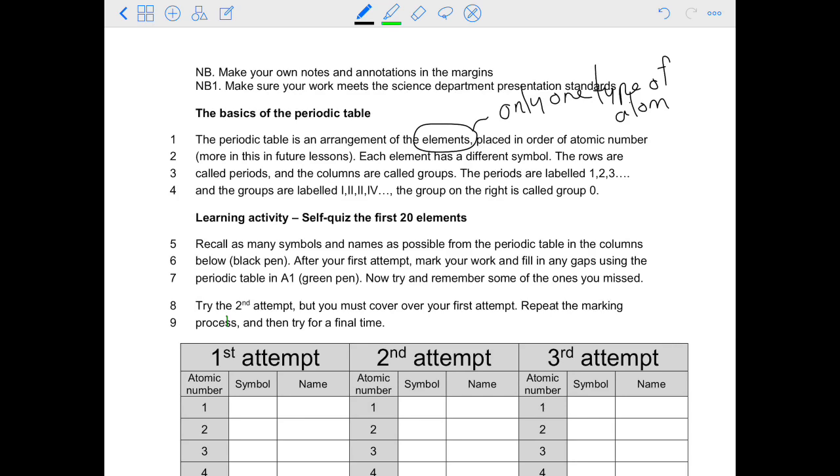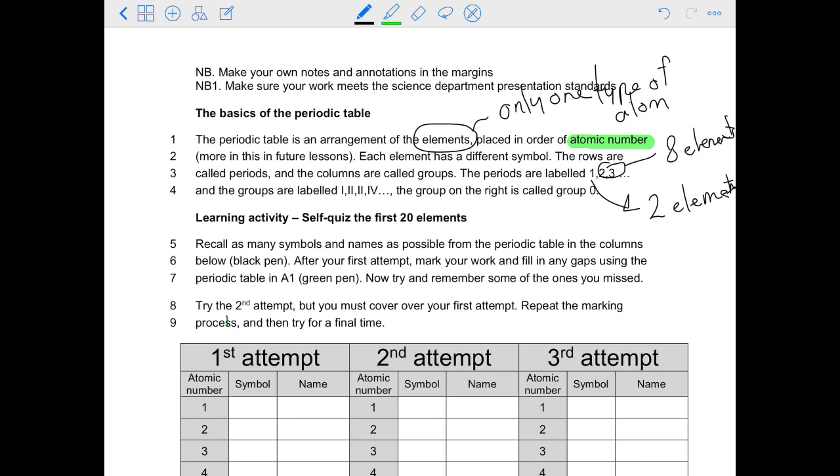They're placed in order of their atomic number. And again, we talked a little bit about atomic numbers yesterday, but we will learn more about those in future lessons. We know that each element has a different symbol with the 2 letters. We know the rows are called periods and the columns are called groups. Periods are labeled 1, 2, 3. Remember that period 1 has 2 elements. Period 2 and 3 have 8 elements. So that 2, 8, 8 will come up again.